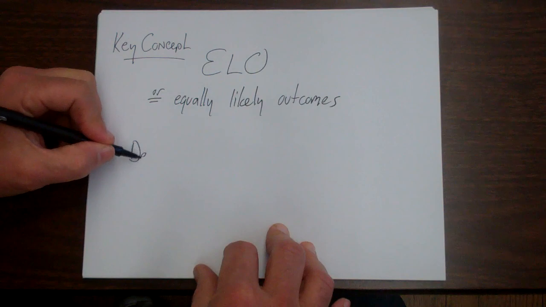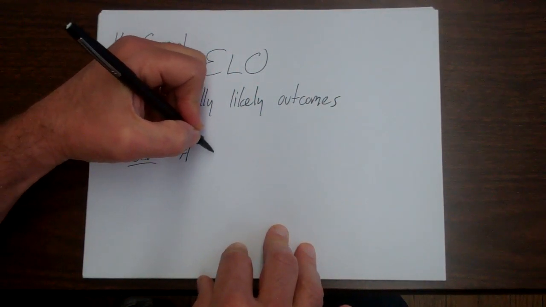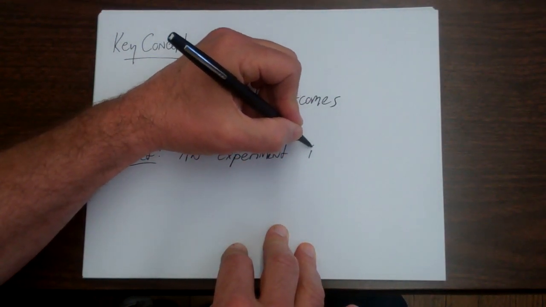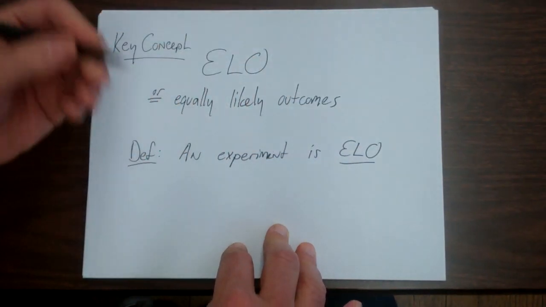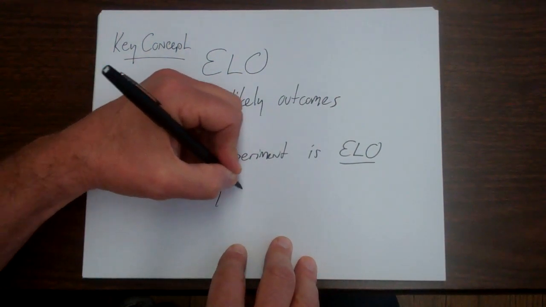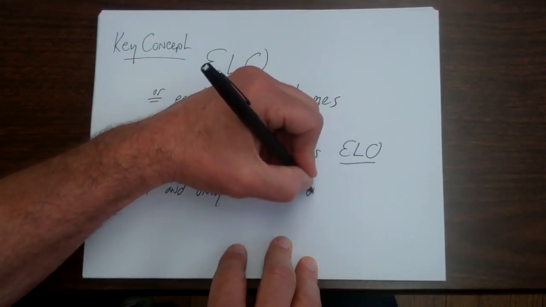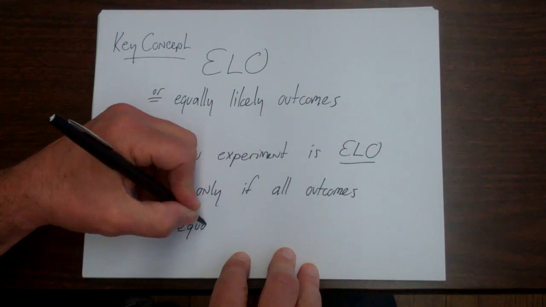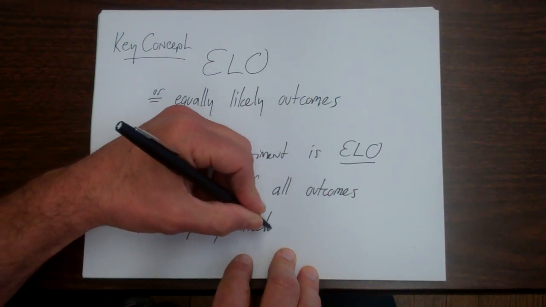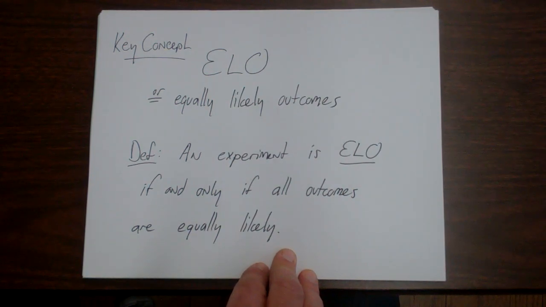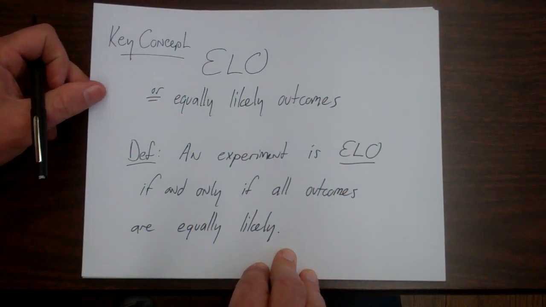And let's look at a definition. We say an experiment is ELO, or has equally likely outcomes, if and only if all outcomes are equally likely. And let's look at an example of something that's equally likely. And then we'll look at something that's not.